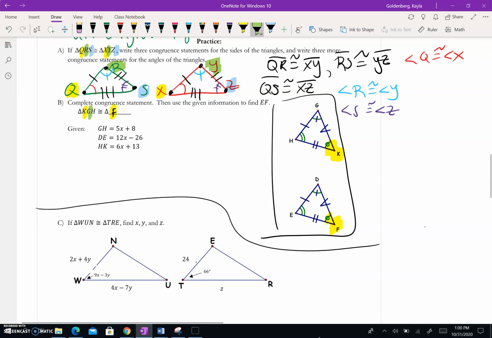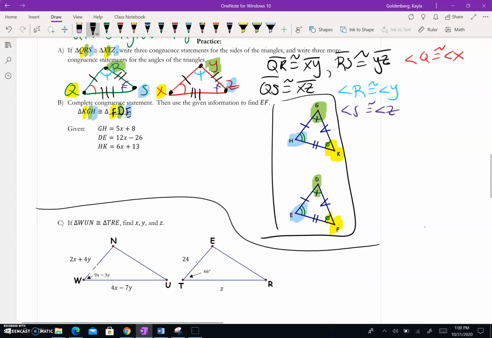My second letter is G. Seeing G over here, G's got that one tick mark. Seeing the one tick mark here, so I'm going to use letter D. Letter D is going to be my next one. And then last but not least, H. H has the two lines to mark that angle, so I'm going to use letter E.